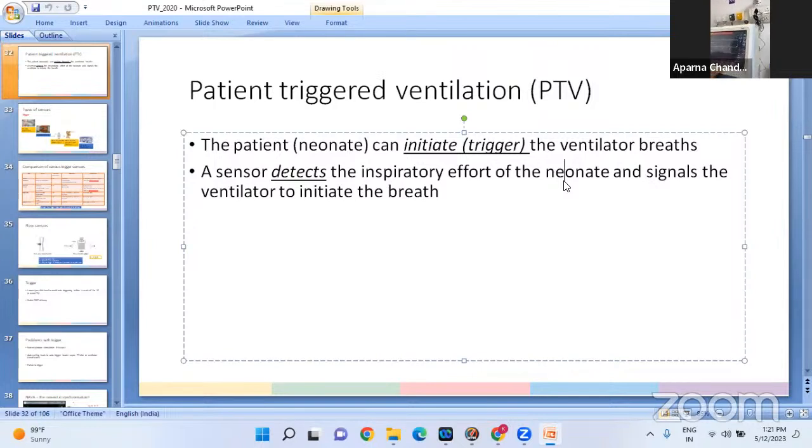So in SLE 6000, VTV is the name given. And if you want to choose VTV, you will have to do a long press and select the tidal volume target, which can be anything between 4 to 6 ml per kg. So if you're dealing with, say, a 3 kg baby and you want to keep the tidal volume at 4 ml per kg, we leave it at 12 ml.